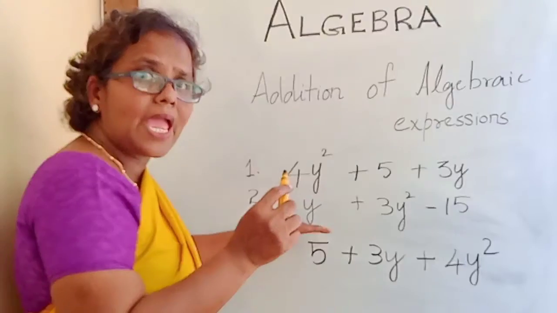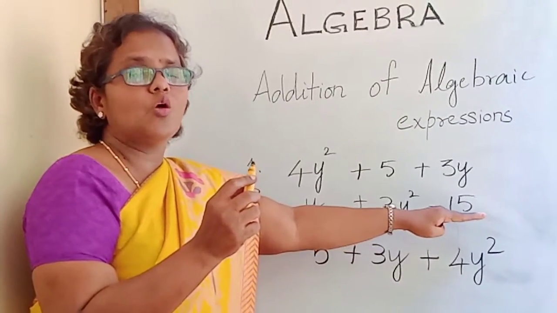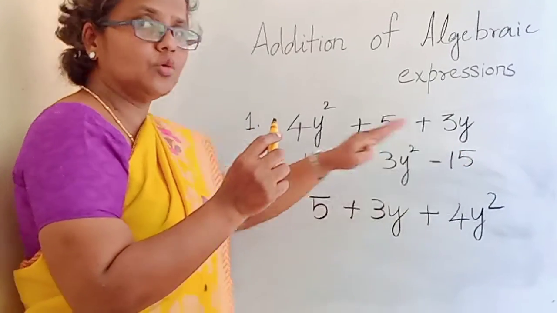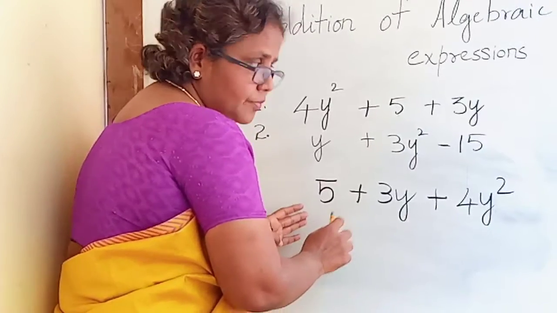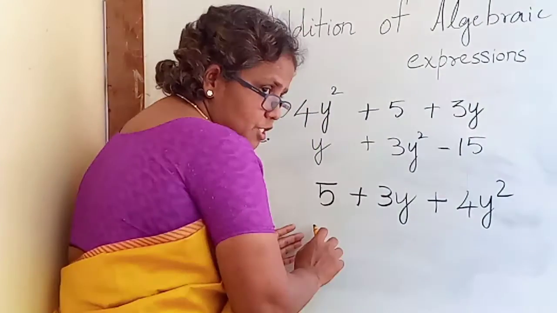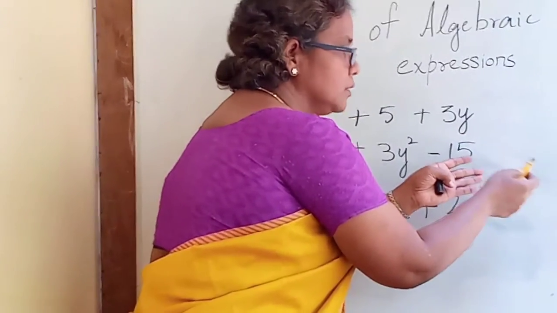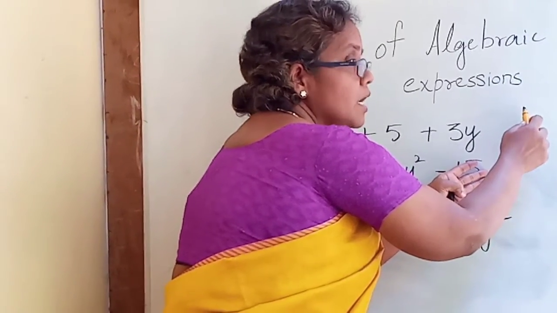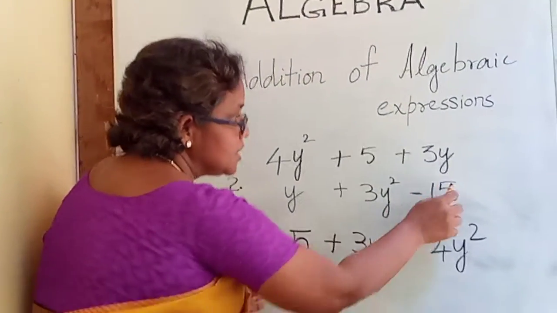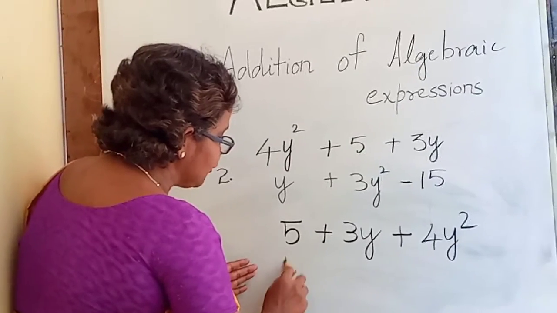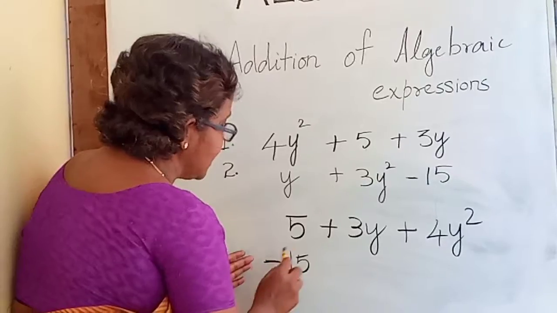In the similar way, I have to arrange the terms present in the second polynomial also, the second equation also. So, looking at this, which one will come first? Constant will come first. Why? Because constant does not have a variable, which means that the variable takes a degree 0, and therefore I should write the constant first. So, what is the constant here? It is 15. I'll have to write it along with its sign. What is the sign? It is minus.